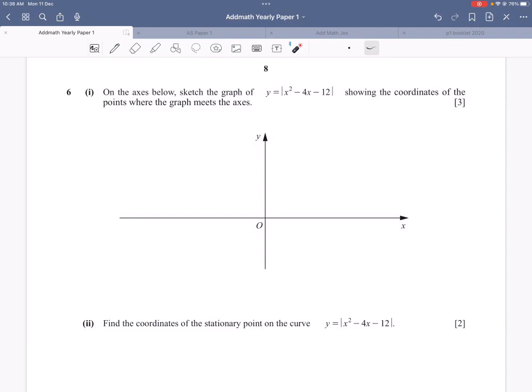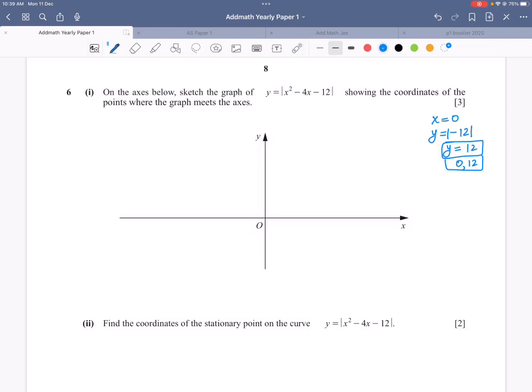12, showing the coordinates of the points where the graph meets the axis. Now it refers to axis, that means it talks about both the y-axis and the x-axis. So, firstly, if we plug in the value of x as 0, the value for y is minus 12, but we have a graph of modulus, so it will turn a negative value into a positive one. So you get the value for y as a positive 12 at x equals 0, so you get the coordinate (0, 12). That is the first point we got for the y-intercept.